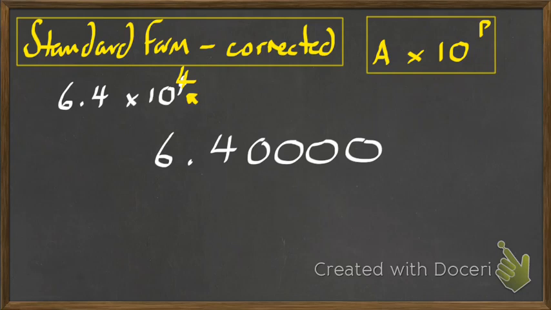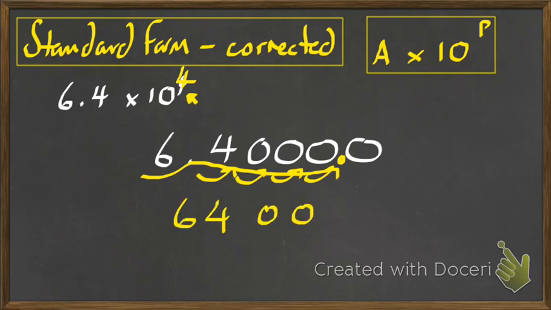So multiplying by 10 to the 4 means move the decimal place 4 right. 1, 2, 3, 4. And my new decimal place is going to be there. And that gives me 64,000. Happy? I hope you are.